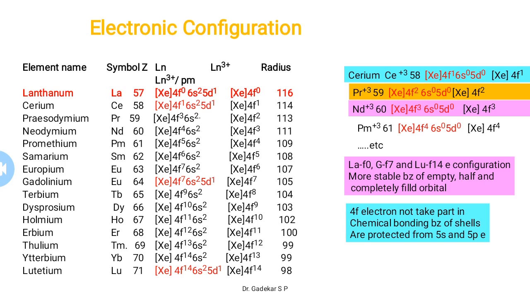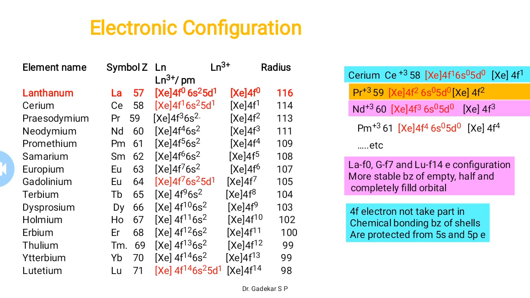4f electrons do not take part in chemical bonding. In the lanthanide series, 4f electrons do not take part in chemical bonding because they are protected by the s and p electrons. This is the electronic configuration of the lanthanide series.